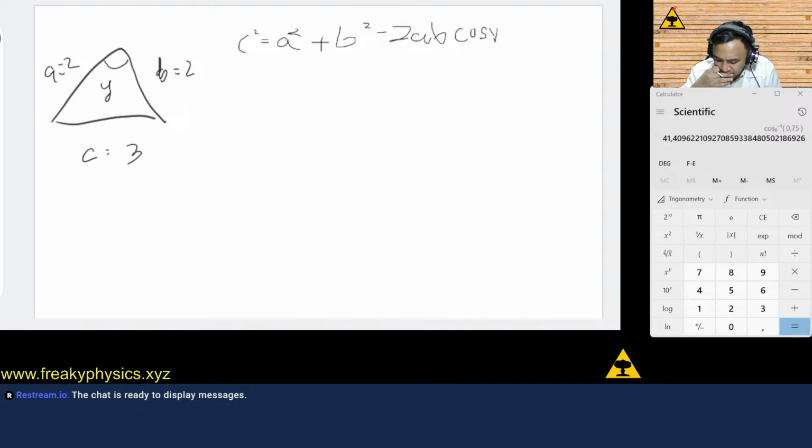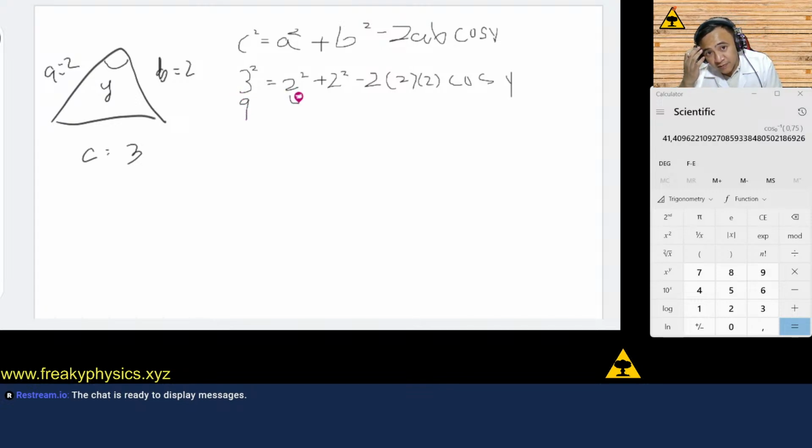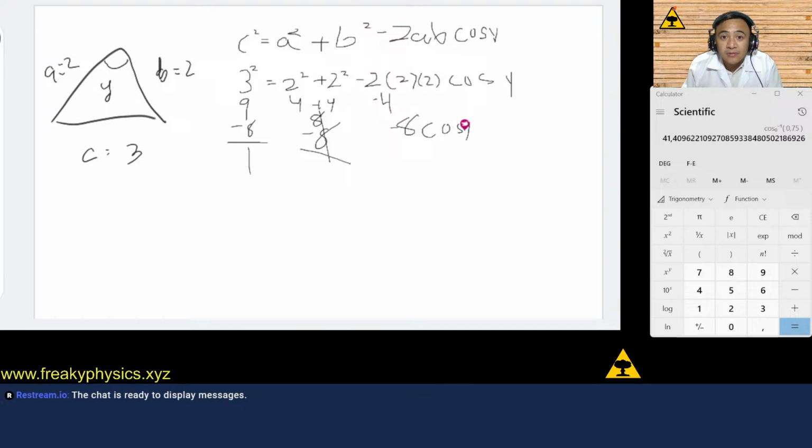And then fill them in. This would be 9, so I'm just going to put that there. 4 plus 4 equals 8, minus 8, gets 1. Equals, and this is negative 2 minus negative 2 is 4, times negative 8 cos y. To divide it, I need my calculator now.